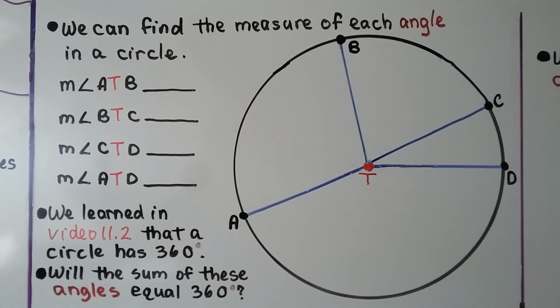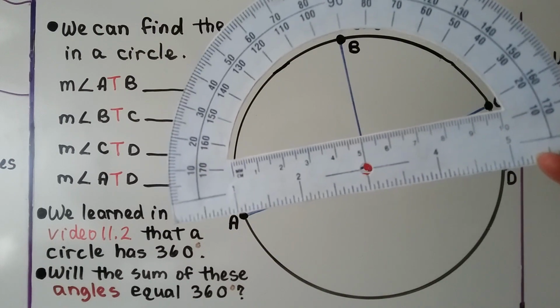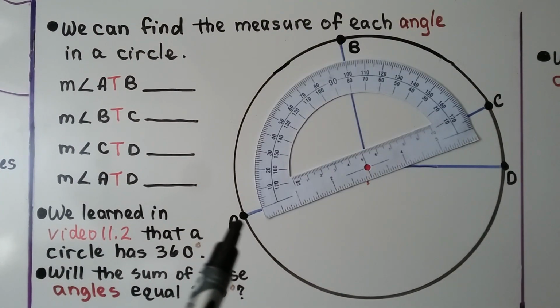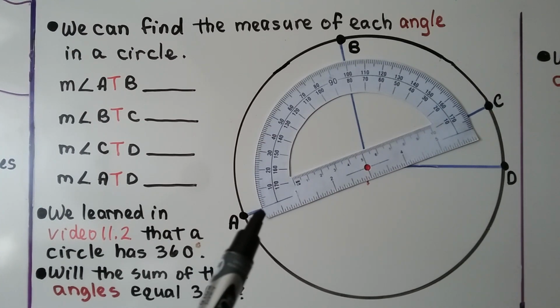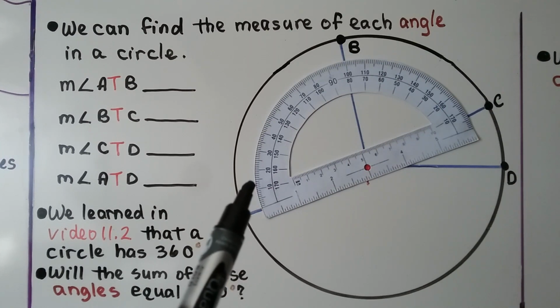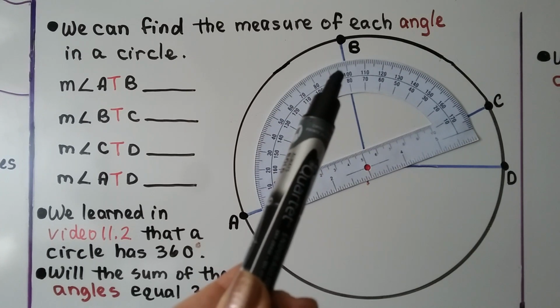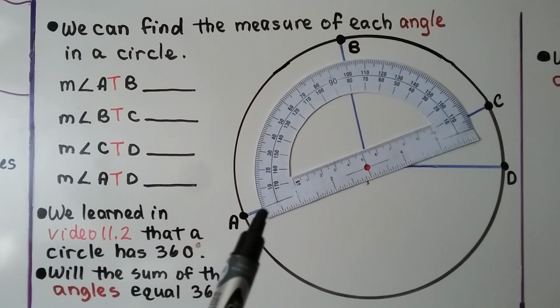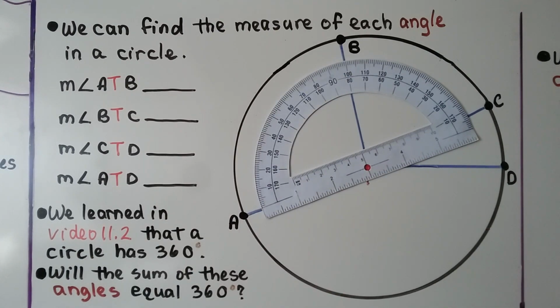So we can use our protractor and line it up with the red dot in the center point and then straighten it out so that this line for A is lined up on the 0 mark. And we look, if this is 0, that's 10, 20, 30, 40, 50, 60, 70, 80, 90. That's at 100. It's open to the left, so we're using 0 on the left side of the protractor. This is a 100-degree angle.